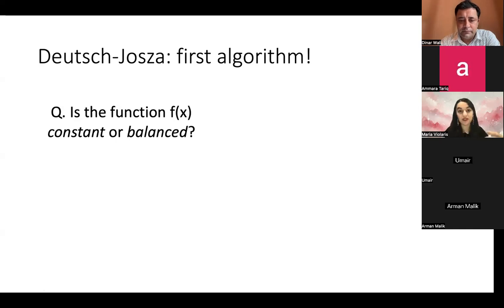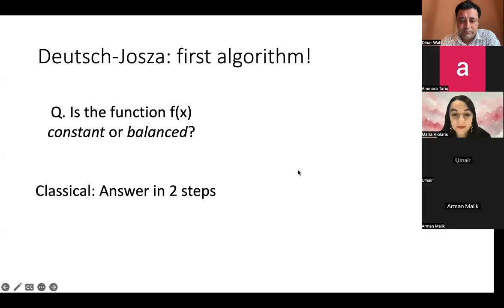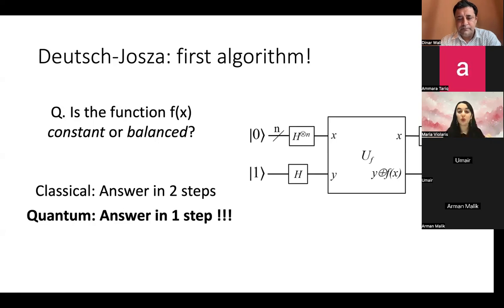So the idea is that we have this question we want to answer. Mathematically, the question is: is the function f(x) constant or balanced? I'm not going to go through what that means. The main point I want to get across is that using a classical computer, you would need to run an algorithm twice to figure out the answer. You need 2 steps, whereas using a quantum computer, you can find out the answer with just 1 step.